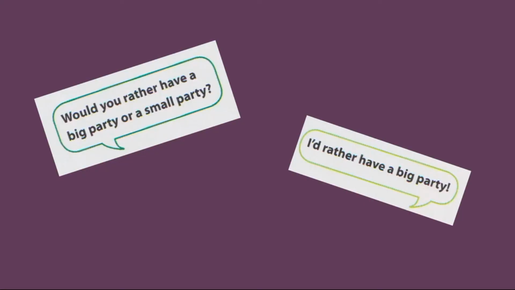Then we have an example of a question and the answer to the question with would rather. It says, would you rather have a big party or a small party? As you can observe, we are adding the subject or the personal pronoun between would and rather. That's how we start, and then we have the base form of the verb. Would you rather have? So have is the base form of the verb.